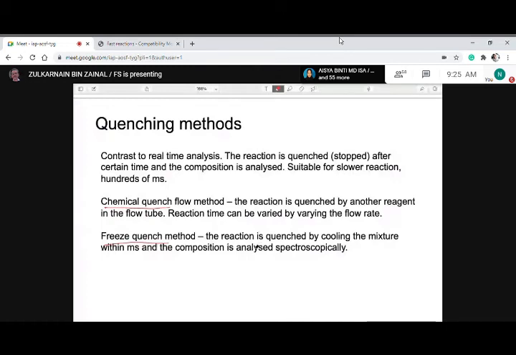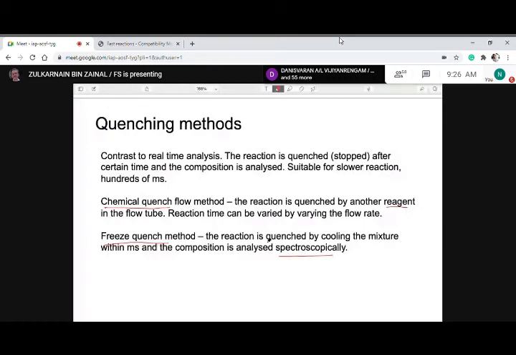Okay, so the reaction is quenched by cooling the mixture within milliseconds, and the composition is analyzed spectroscopically. So you can do chemical quenching, and in chemical quenching, you just add a reagent. In freeze quenching, you just cool down the reaction mixture, and then you analyze it. Right. So that is chemical quenching.